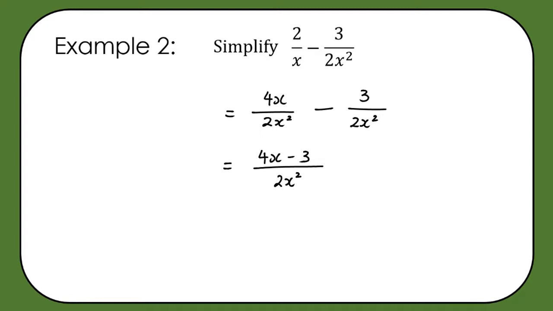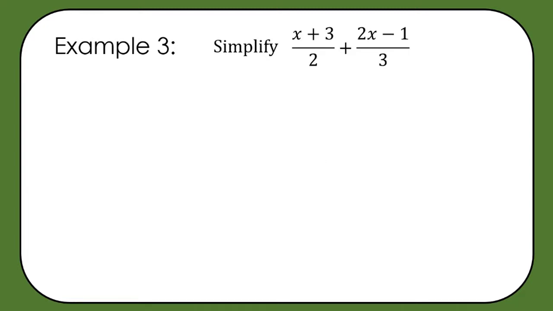Again, we want to make sure that we've got an answer in simplest form. So we're looking for common factors in the numerator. There aren't any. And so everything's already factorised there, and we can't identify any common factors between the numerator and the denominator. So we're done.